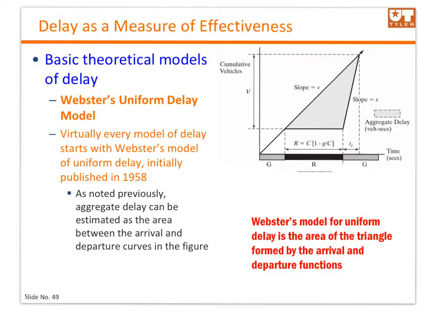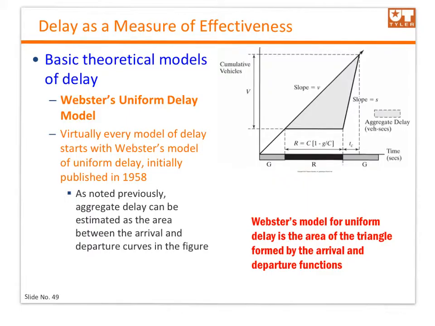So how can we come up with some of the basic theoretical models of delay? The very famous model that we typically use is Webster's uniform delay model. You would see this model everywhere. It was initially published in 1958, and if you just Google it, you're going to see it being cited in hundreds and hundreds of papers and published reports.